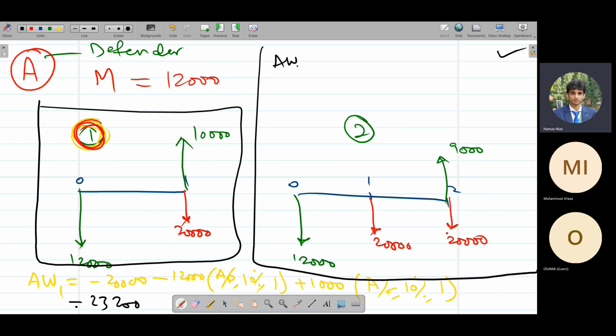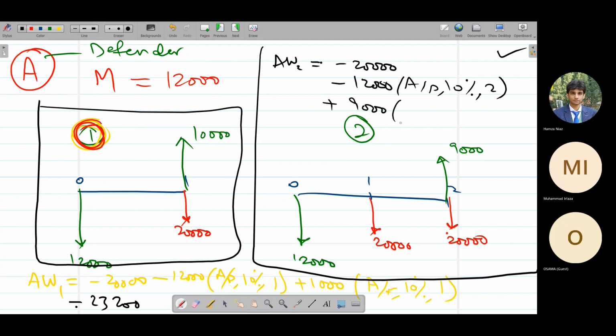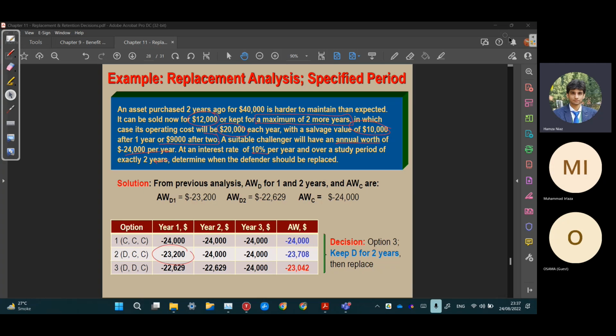So we can find the annual operating cost for 2 years. That would be minus 20,000 minus 12,000. We need to find A, given C, 10%, and 2, and plus 9,000. We need to find A, given F, 10%, and 2. If we use this formula, we can get the annual worth for 2 years, and that is 22,629.